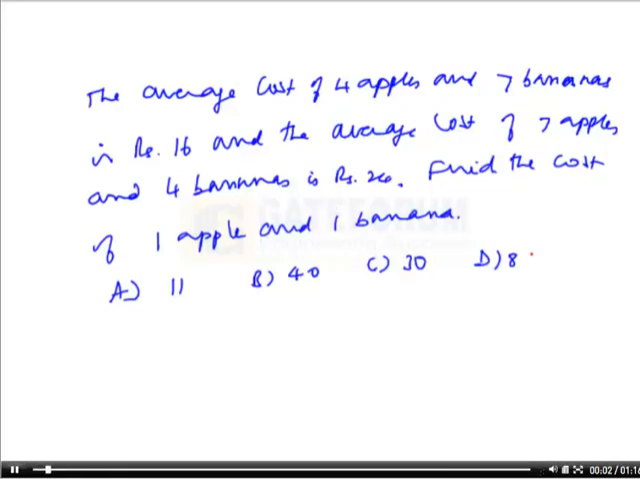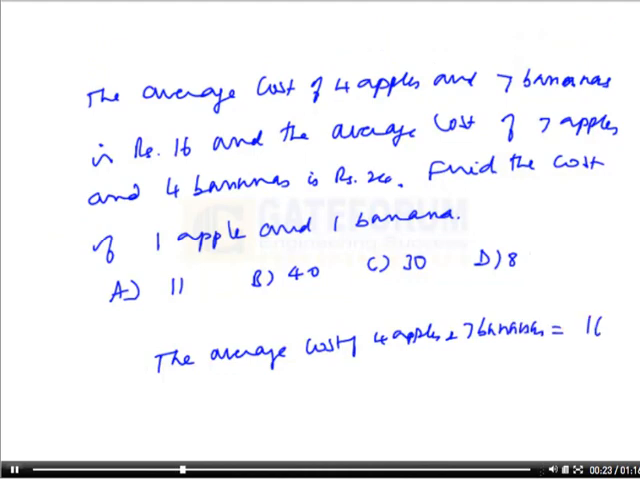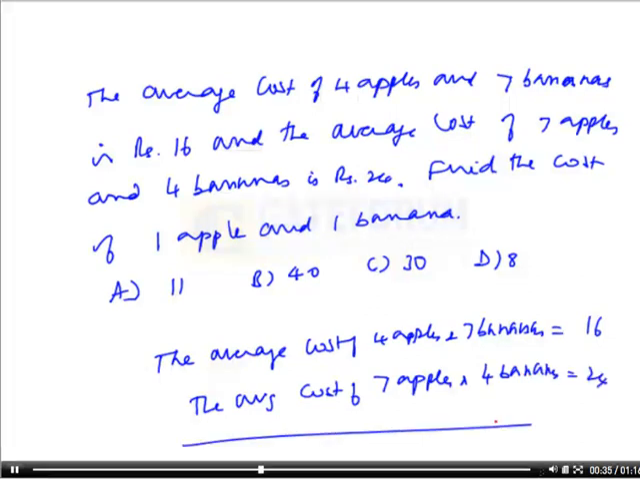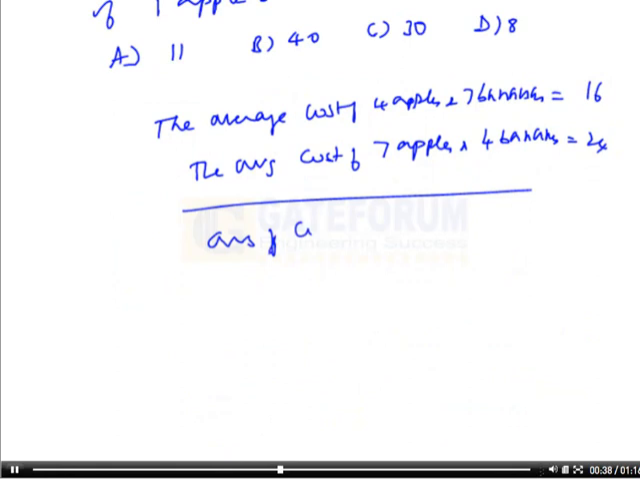The average cost of 4 apples and 7 bananas is 16. The average cost of 7 apples and 4 bananas is 24. Find the cost of 1 apple and 1 banana. So the average cost of 4 apples and 7 bananas is 16. The average cost of 7 apples and 4 bananas is 24. That gives us the average cost of 11 apples and 11 bananas will be 40.